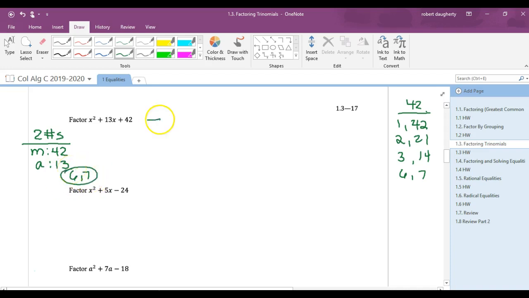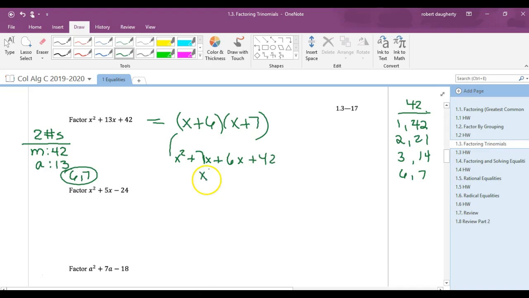So what's the answer here? Yeah, x plus 6, x plus 7. That's it. This is factored, okay? How could you check and make sure that's right? You could multiply this back out. When you multiply this back out, you would get x squared, that's the first terms, the outside terms, plus 7x plus 6x plus 42. So that's x squared plus 13x plus 42.